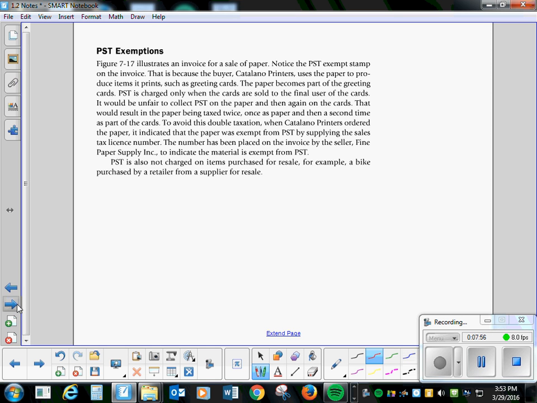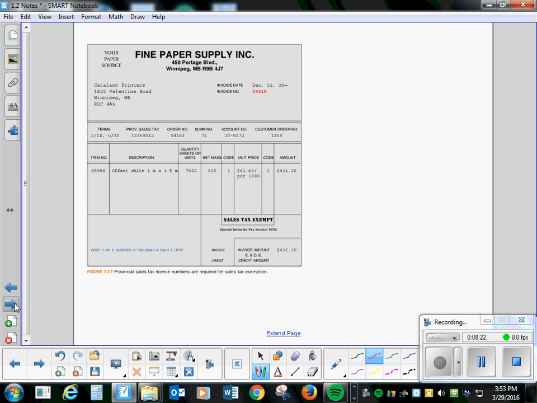An invoice, okay, PST exemptions. Notice a PST exempt stamp on the invoice. This is because the buyer uses the paper to produce items it prints, such as greeting cards. So the paper becomes part of the greeting cards. PST is charged only when the cards are sold to the final user of the cards, not when they're buying the paper. So when they're purchasing the paper, it's PST exempt, but when they're selling the cards, they'll have to charge PST. Okay, so there it is there, and it says sales tax exempt.